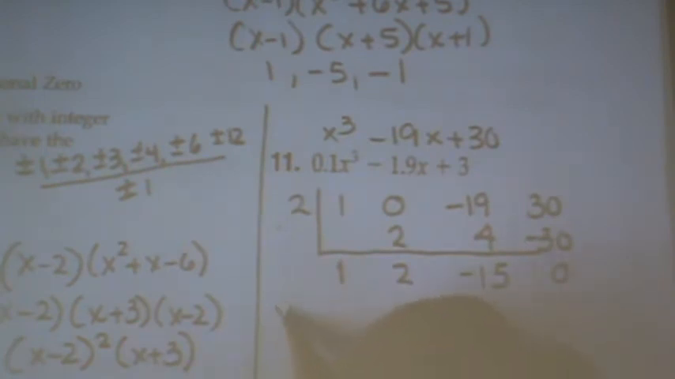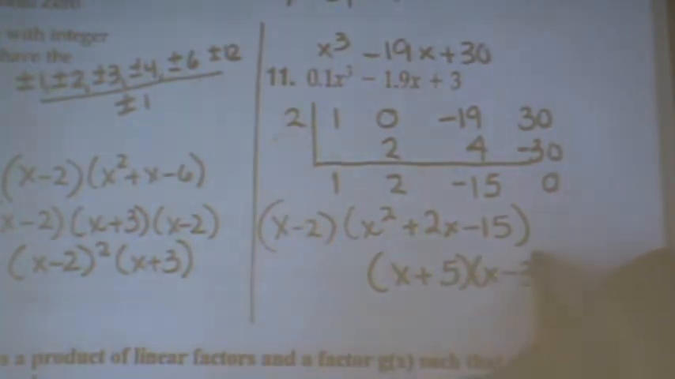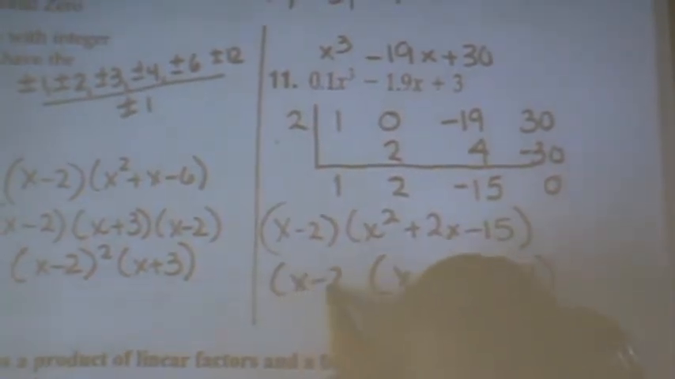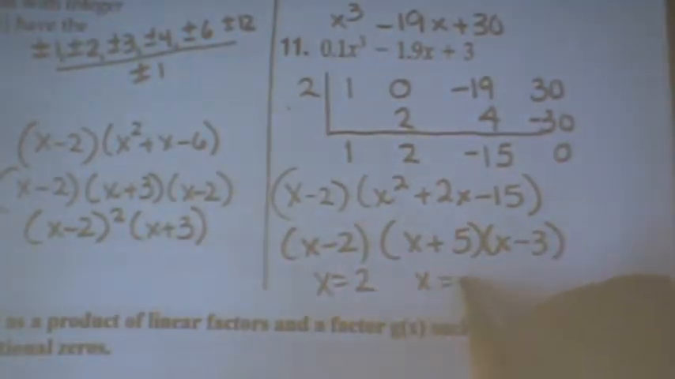So you're going to have x minus 2, and then x squared plus 2x minus 15, and then this factors to be x plus 5, x minus 3, and your zeros are 2, negative 5, and positive 3.